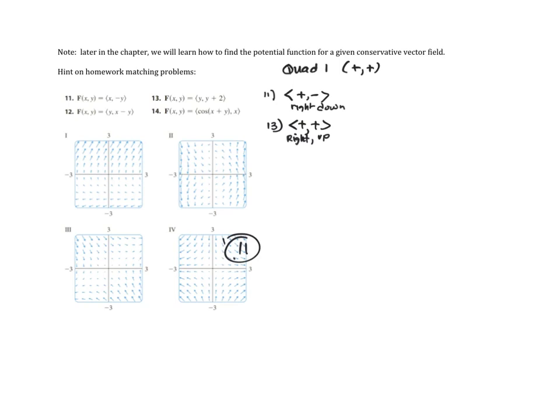Do you see which one that's going to be? There's only one of them that matches that. That's this one. Upwards and to the right. This is going downwards, no good. This is going left, no good. So this would have to go with number 13. So that's some of the strategy that I use on those.